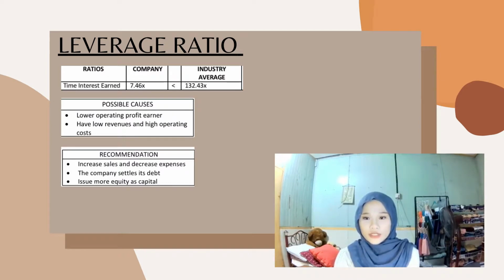Some recommendations to improve the ratio are to increase the sales and to decrease the expenses. This must be done to increase the company's earnings before interest and taxes. Other than that, the company should settle its debt, as the interest expenses will be reduced once the debt is settled. Lastly, the company should consider issuing more equity as the company's capital structure because the level of interest expenses will be reduced when there is lesser debt.